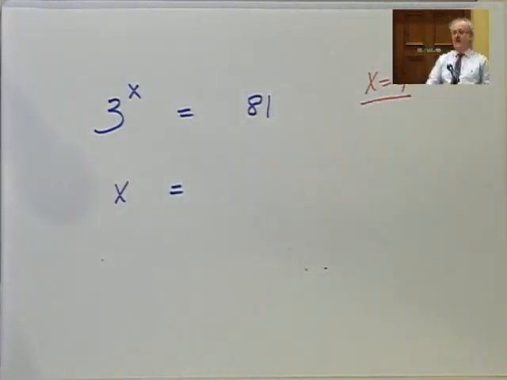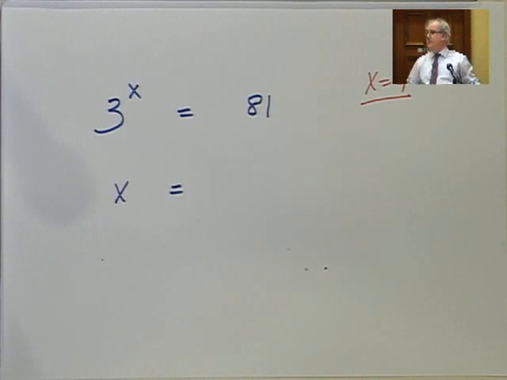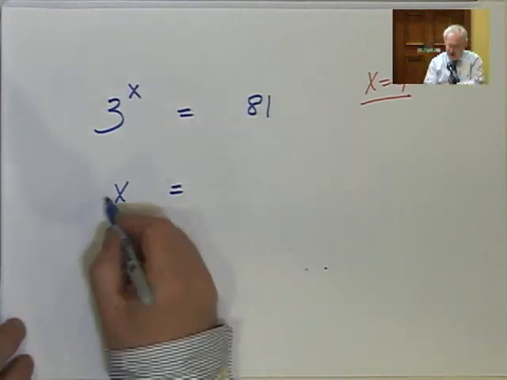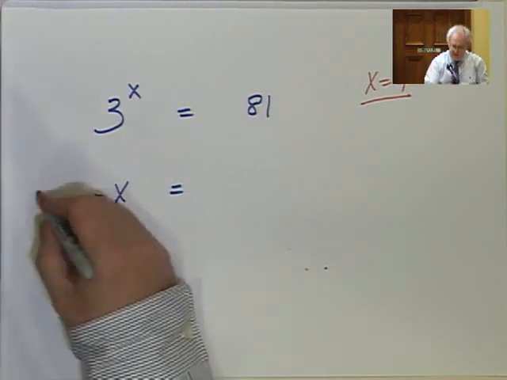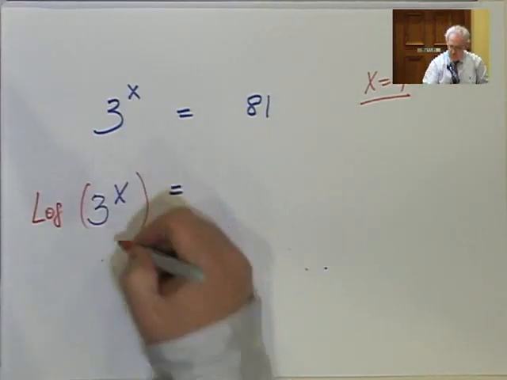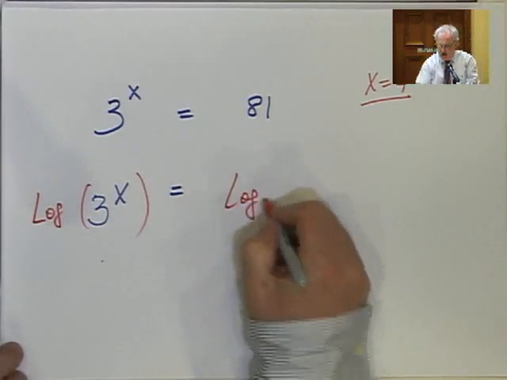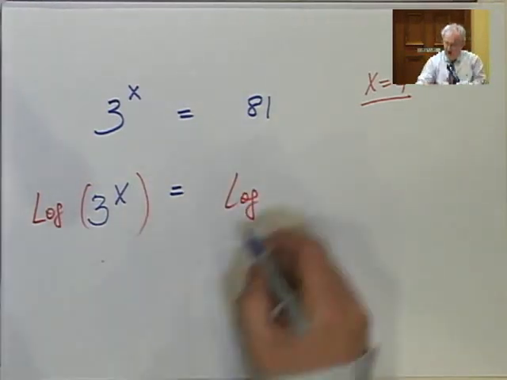In other words, they leave you there guessing. Okay? But the other way of doing it is you actually use a thing called logs. Now, I'll show you this. It's actually very simple. What you do is, instead of having 3 to the x here, you take the log of it on both sides, and you take log here of 81.